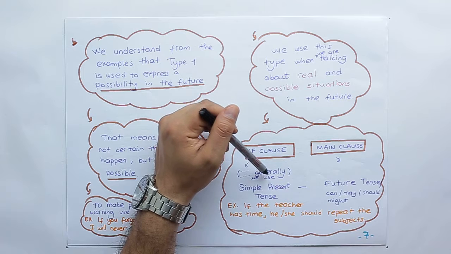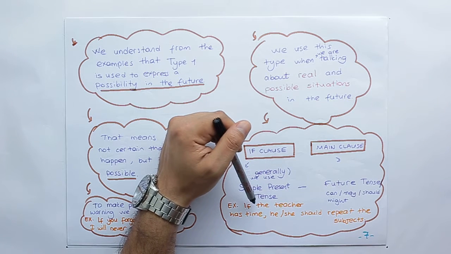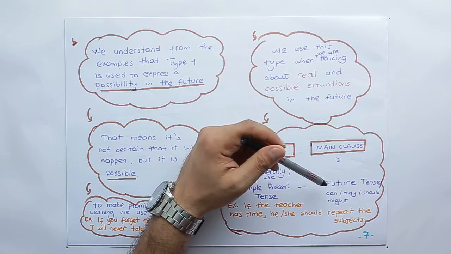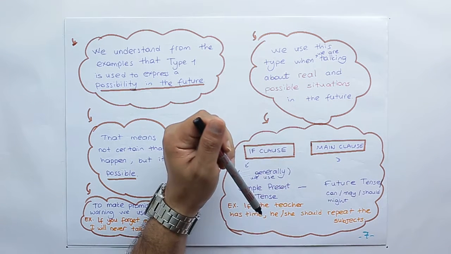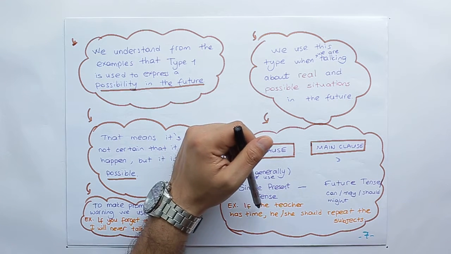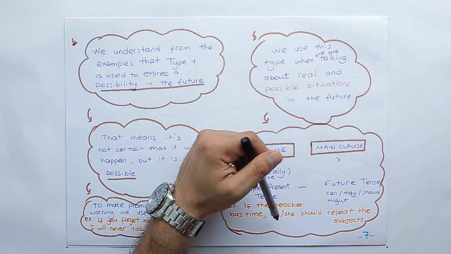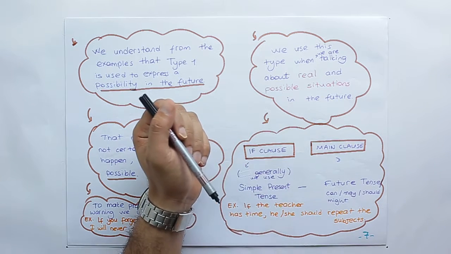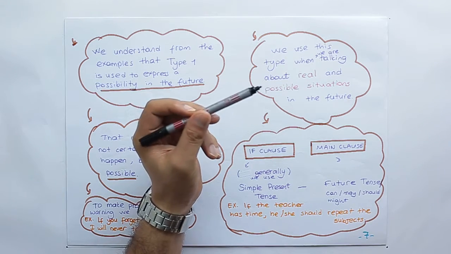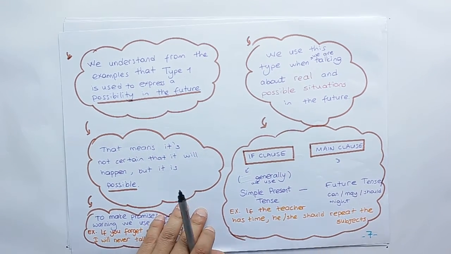In the if clause, we generally use simple present tense. For the main clause, we generally use what? Future tense, can, may, should, might. Okay, modal verbs. If the teacher has time, he or she should repeat the subject. Okay, this is an example for type 1.